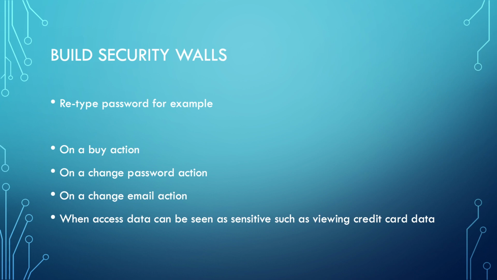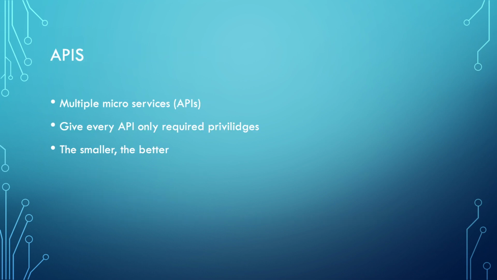This is mostly applicable on high sensitivity actions, things like buying actions, changing passwords, changing email addresses, things that could compromise the account basically. So for these things, it's really vital that you build your security walls well around them. This is to further decrease the impact of an attack as well, of course. That's mostly what this is intended for.